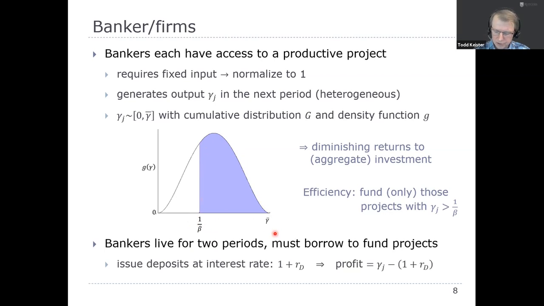So our bankers are going to live for 2 periods. So there are overlapping generations of them, and they have no endowment, so they need to borrow to operate their projects. Having the 2-period lives is just to avoid having bankers grow out of the need to borrow. And how do they borrow? Well, as I mentioned, they're going to issue deposits, and the deposit market's going to be competitive. So there's going to be a market interest rate, 1 plus R_D. The bankers are going to take that market interest rate as given. And then if a banker operates her project, her profit's going to be her output minus her costs. Remember, she had to borrow 1 unit, so she just has to repay the loan, 1 plus R_D.